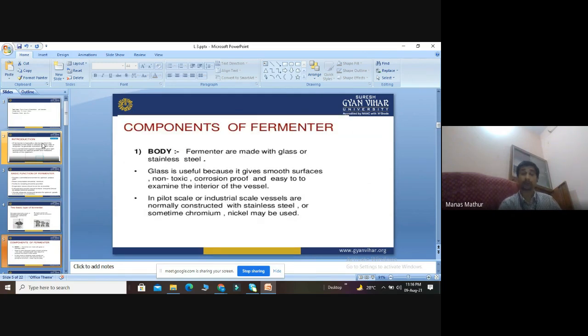We discussed then the different components of the fermenter. The body is made up of glass. It is non-toxic, non-corrosive, and provides a smooth surface. We can easily see inside the vessel what reaction is going to happen. But in some industries, they use stainless steel, and chromium and nickel may also be used because they are good conductors of heat and electricity.